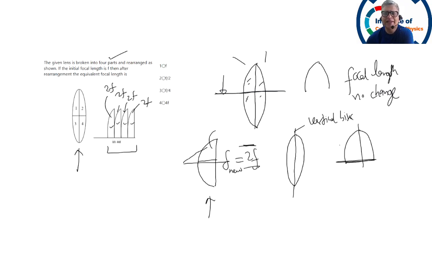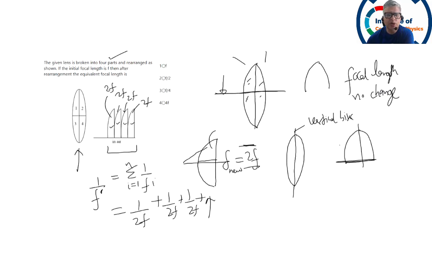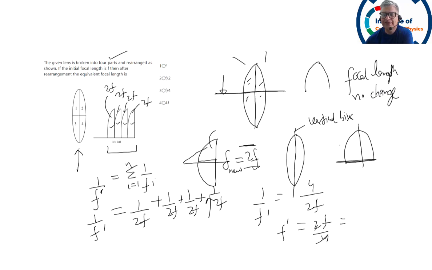It's a question of lenses in contact. If I have to find the focal length of the equivalent system, generally this is what I do, right? I write 1 by 2f for each one of them, plus 1 by 2f plus 1 by 2f, and this is 1 by f dash, right? So 1 by f dash is 4 by 2f. So f dash is equal to 2f by 4, and the overall is f by 2. This is the way you get the answer.